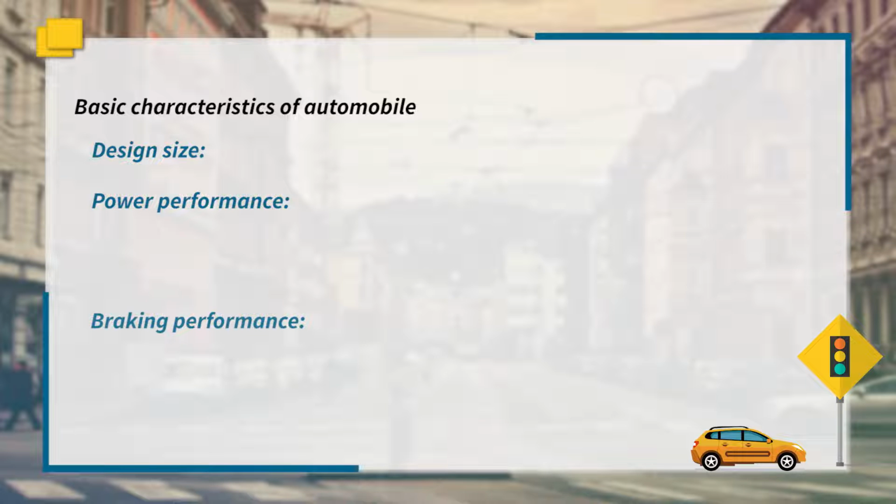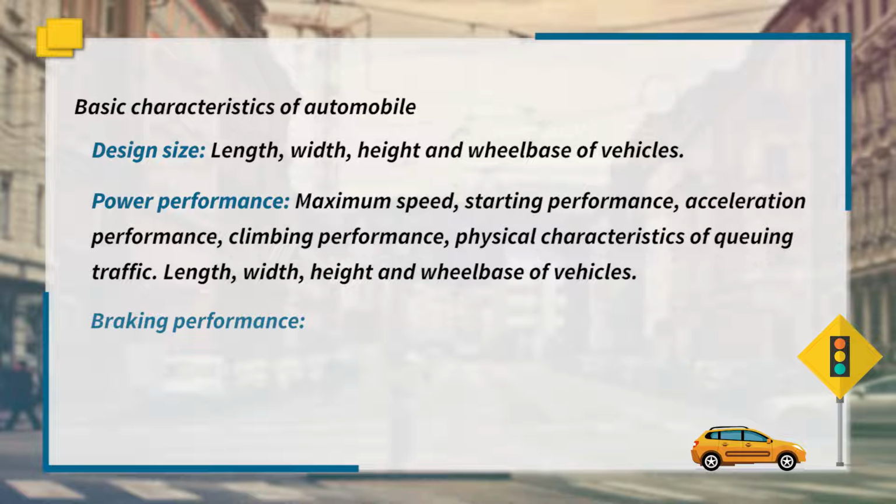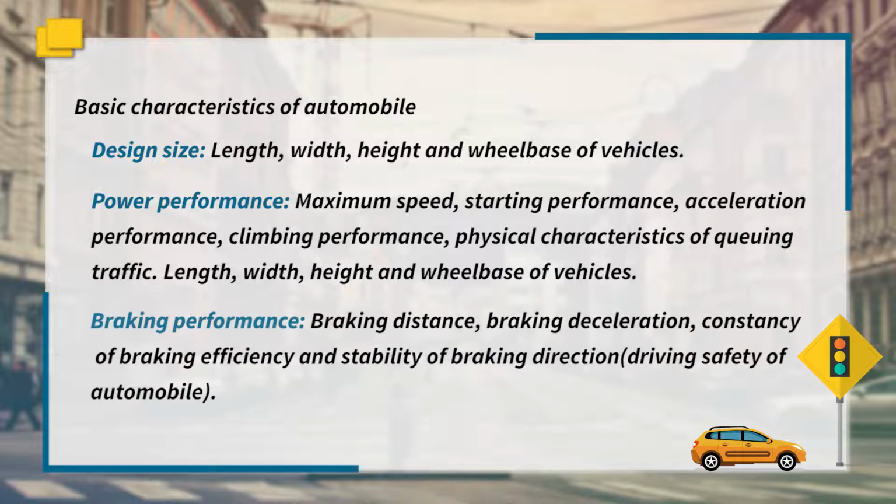Design size of vehicle includes length, width, height, and wheelbase. Power performance includes the maximum speed, the starting time, the acceleration speed, the climbing performance, and so on. Braking performance includes the braking distance, the acceleration speeds, the constancy of braking efficiency, and the braking stability.